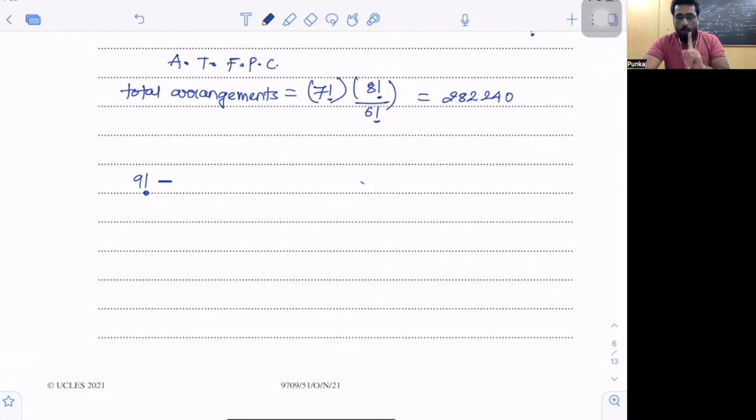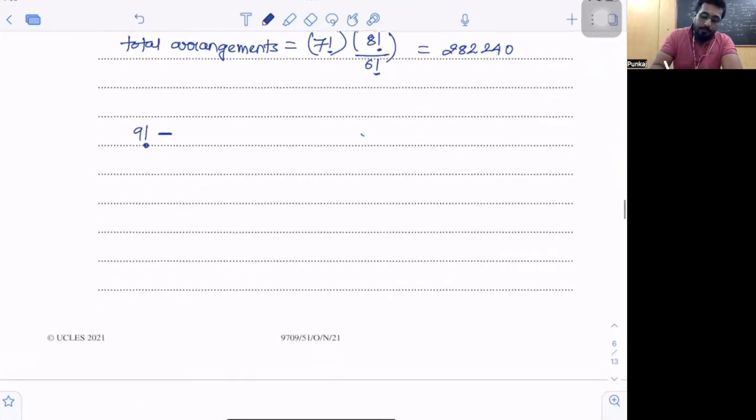Raman and Sanjay are both standing together. So together means one object, and then total 7 objects are left. Total 9 objects were there. Out of 9 objects, call Raman and Sanjay out, keep them together now. So remaining objects are 7, and this Raman and Sanjay together is one object. So 7 plus 1, that's 8 objects. 8 objects can be arranged in 8 factorial ways, right? And Raman and Sanjay can interchange, so they can be arranged among themselves in 2 factorial ways.